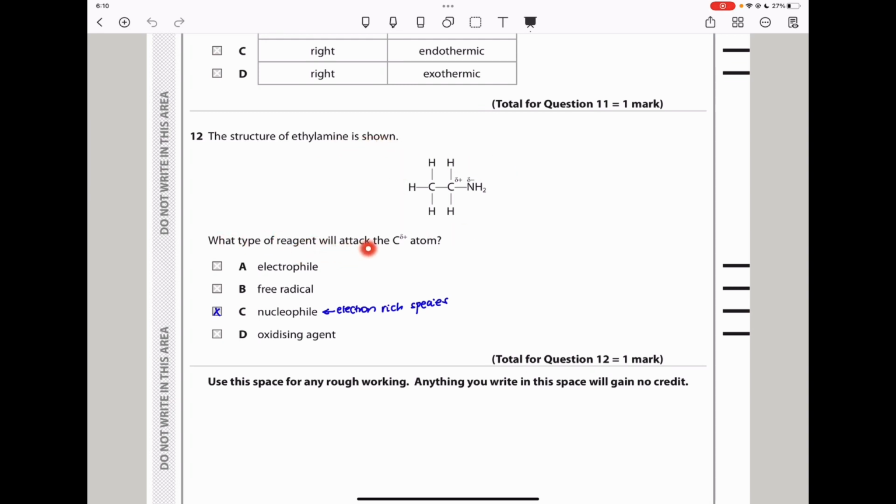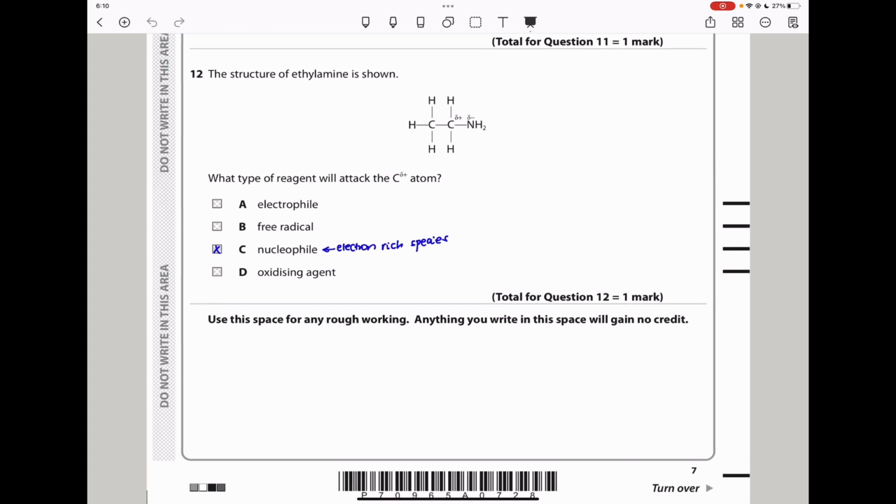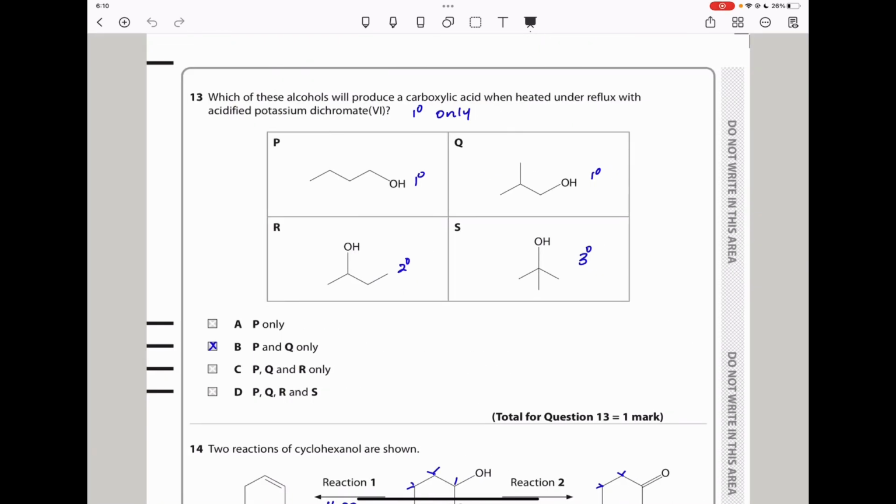Which type of reagent will attack the partially positive carbon atom? The partially positive carbon atom is attacked by a nucleophile, because remember, this carbon is partially positive because it has kind of lost its electron, so it has to be attacked by something that is good at donating electrons. That should be an electron-rich species, which is a nucleophile. So the answer for that should be a C. Moving on to the next part.